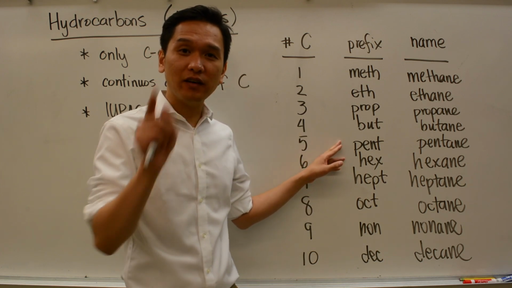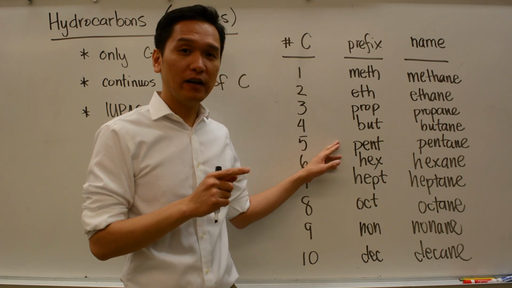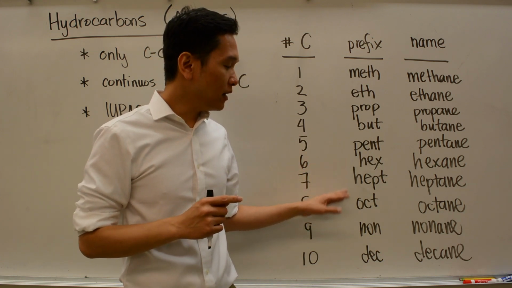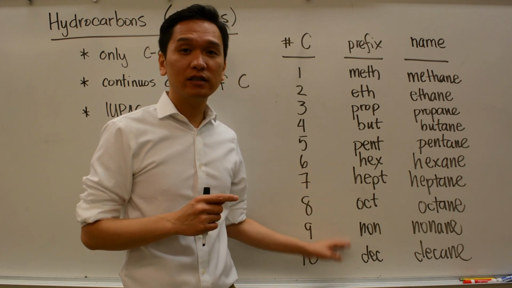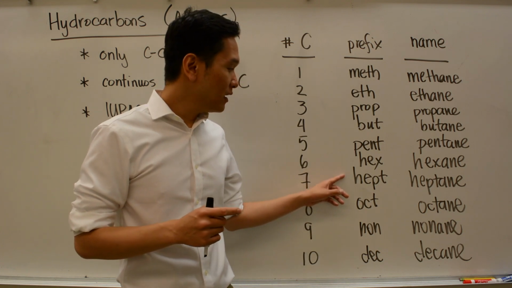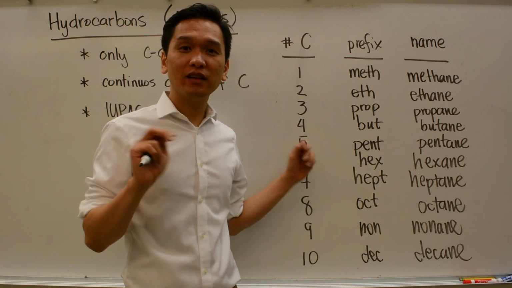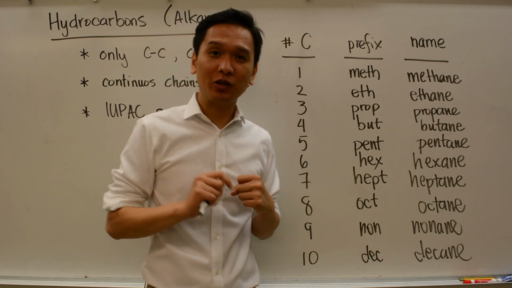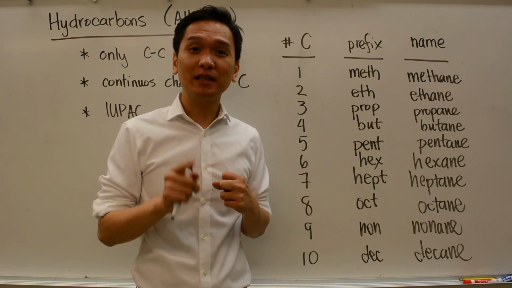The reason why you already know these prefixes, for example, pent: the pentagon has five sides. Hex, a hexagon has six sides. And hept, oct, non, dec. You might know this even from pop culture, right? What's our calendar based off of? What is the seventh month? If this is seven, what is the seventh month in our calendar? Trick question. It's actually September, right?